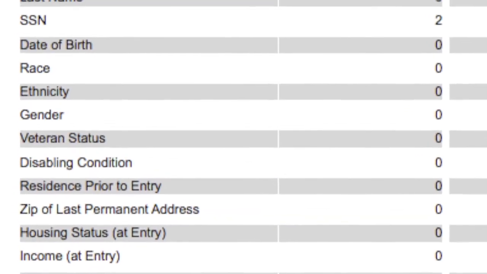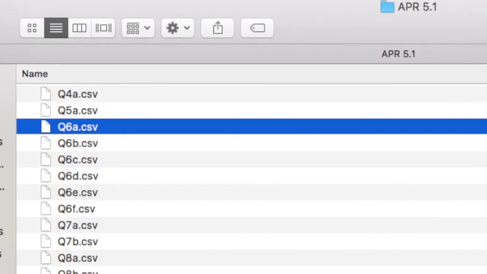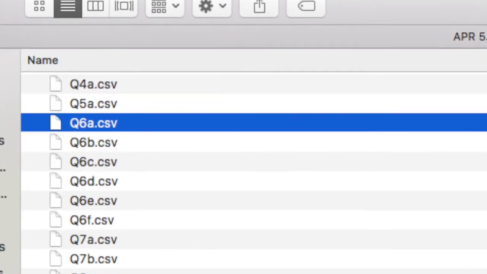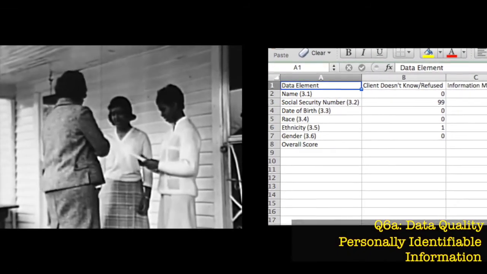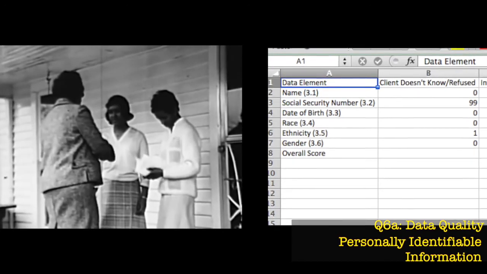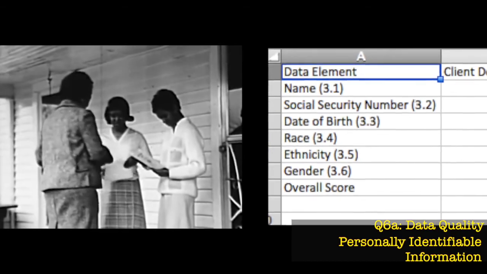In the old APR, data quality was entirely under question 7. In the new APR, they break up data quality into categories. First, we have question 6A, data quality, personally identifying information. This is that information that identifies a person, like their name, their social security number, date of birth, race, ethnicity, and gender.